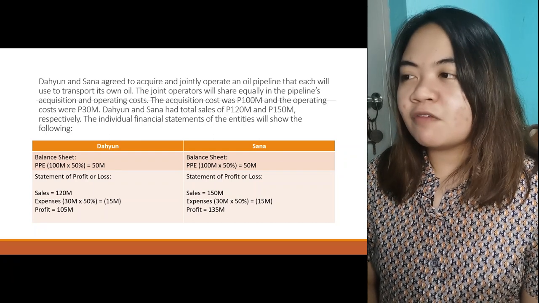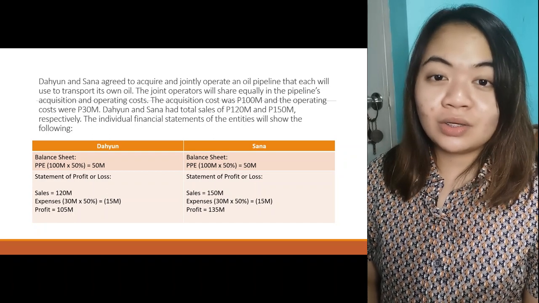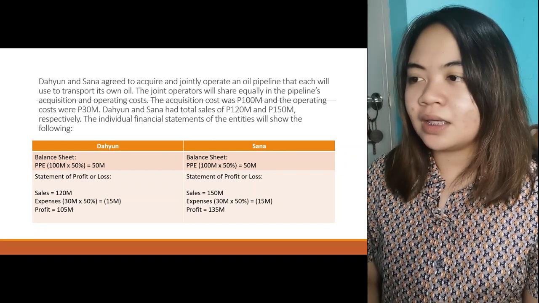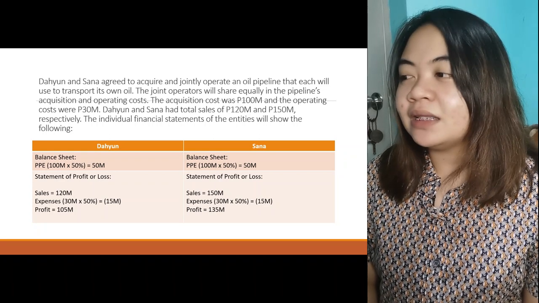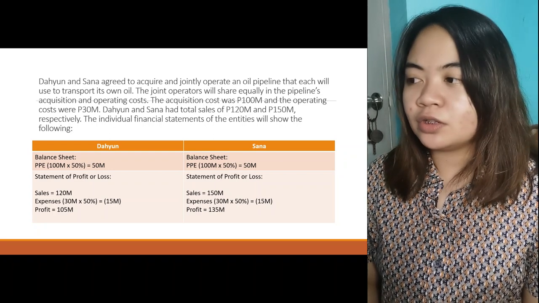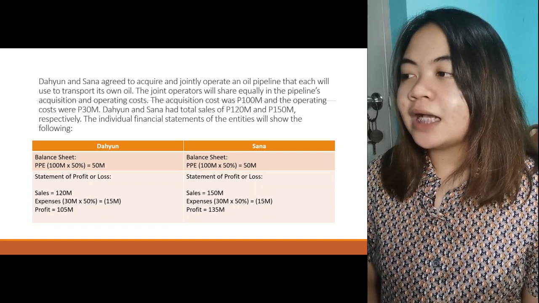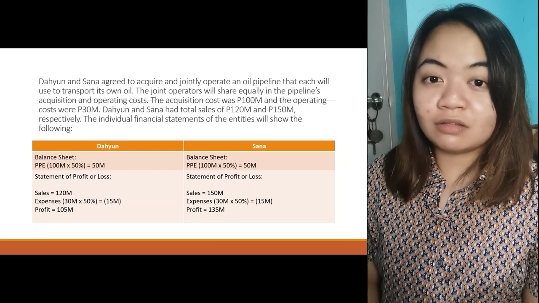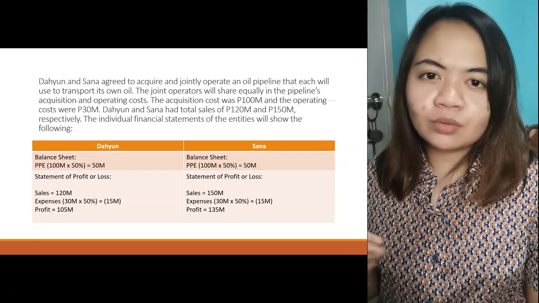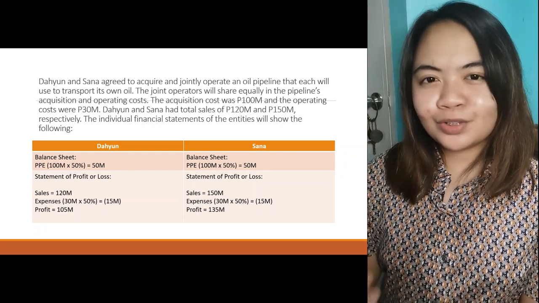So, pagdating sa statement of profit and loss nila, sabi sa terms, ang pinaghatian lang naman nila is operating cost. Okay? So, sa sales, kanilang kanila yung sales. Okay? So, 120 kay Dayon, kay Sana is 150. Okay? Then, the expenses, the 30 million is divided between themselves. So, hati, 30 million times 50%. You have 15 million each. And then, kay Dayon, yung profit niya is 105. And kay Sana, you have 135. This is a rough illustration of how a joint operation looks like. Okay, para ka lang you follow the narrative.